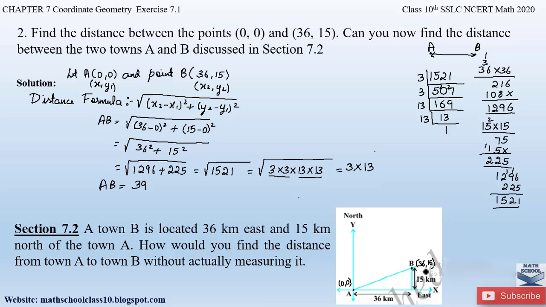Since here the distance is given in kilometers, we will take 39 kilometers. So therefore you can write down that the distance between two towns A and B is 39 kilometers. So this is how we solve question number 2, where the result is the same for both the parts of the question asked here, right?